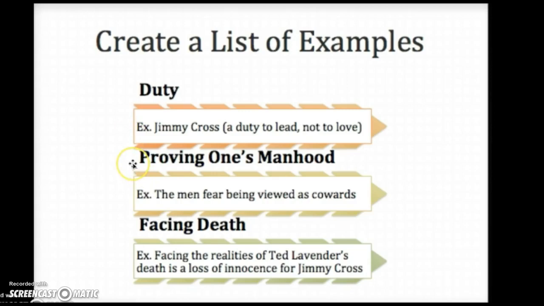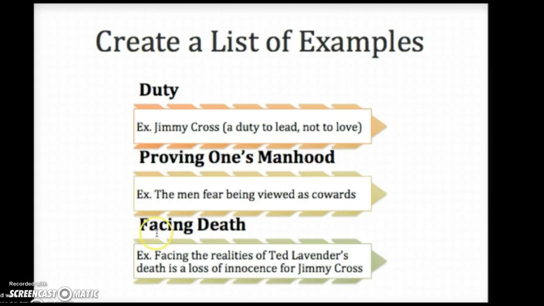Second point, proving one's manhood. So the specific examples, I just remember in one of the stories that the men feared being humiliated or being seen as cowards. So they had to sort of take on this outward toughness. So I thought that would be a good example. So that was a detail from the short story, The Things They Carried.